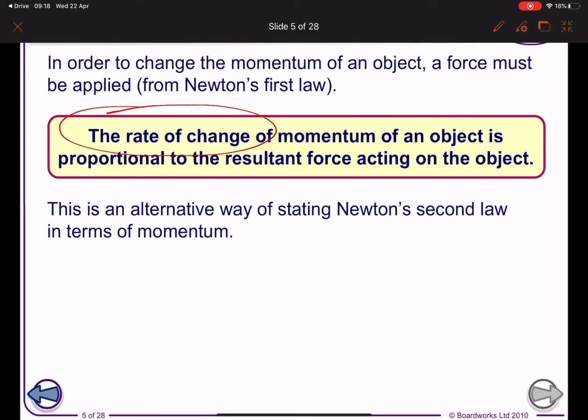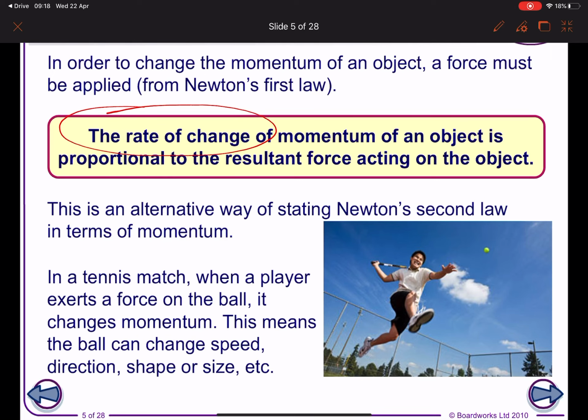And this is really Newton's second law, isn't it? F equals ma, which we've already looked at. So there's a silly example there of a tennis player, of course, to push that ball back in the other direction, he needs to exert a force, and that changes the momentum of the ball.